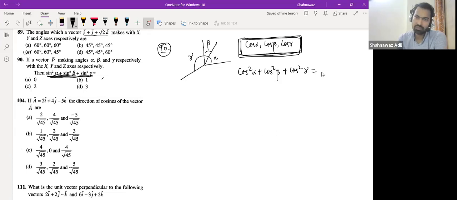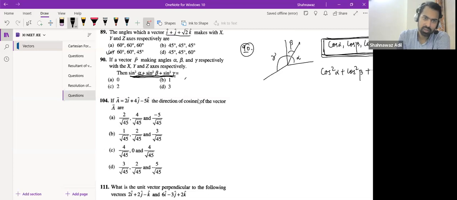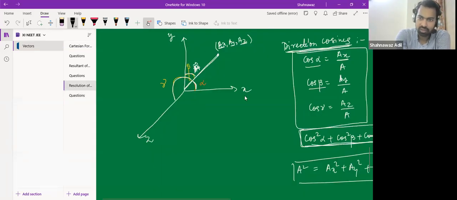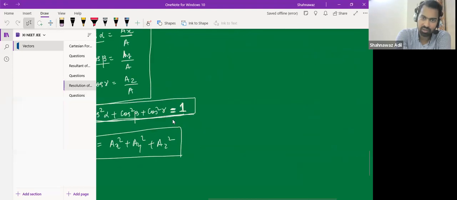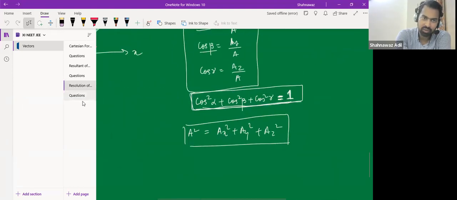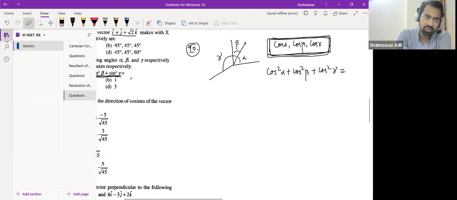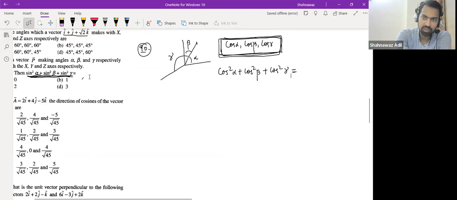So what is this value? We have already talked about this at the start. So this is one, right?